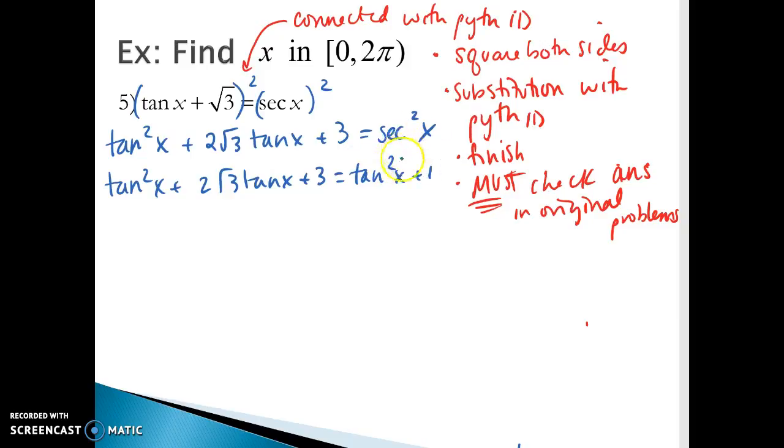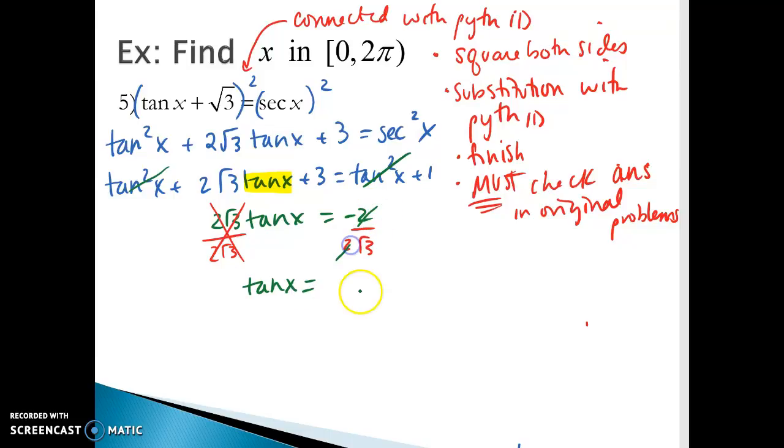And that is very helpful because we can subtract a tangent squared x from both sides. This is allowed. This is not the same thing as dividing both sides by a function. Okay, I just want to make sure that is clear. We are allowed to subtract the same thing from both sides. So now at this point, we want to isolate this tangent of x function. So we're going to minus 3, divide both sides by the 2 root 3, and that'll give me that tangent of x equals, and then after we rationalize, negative root 3 over 3.